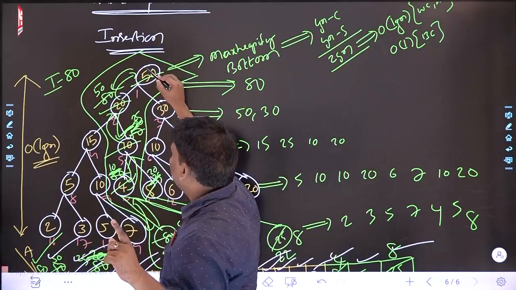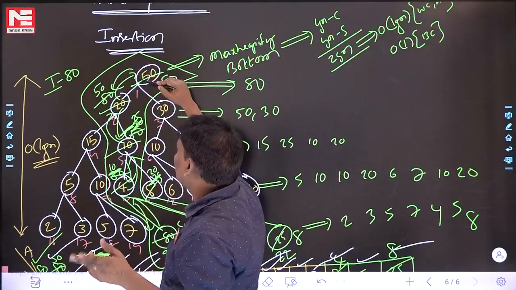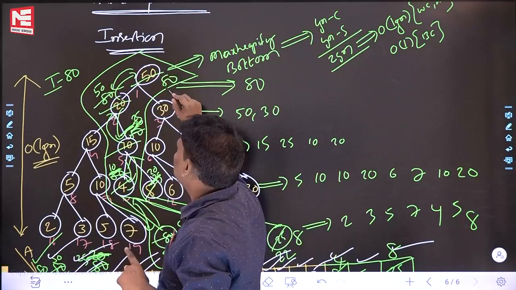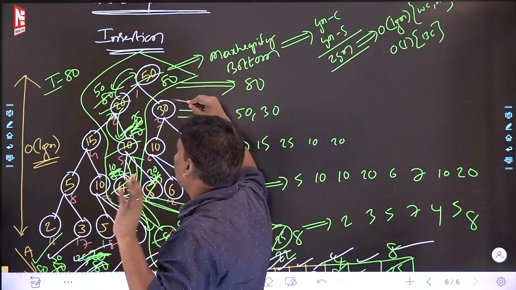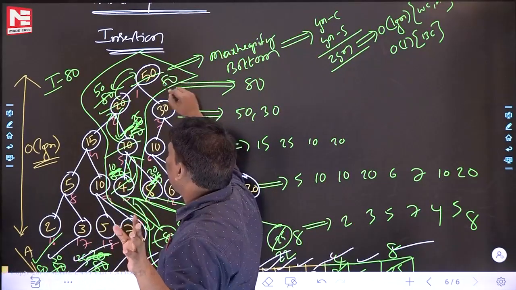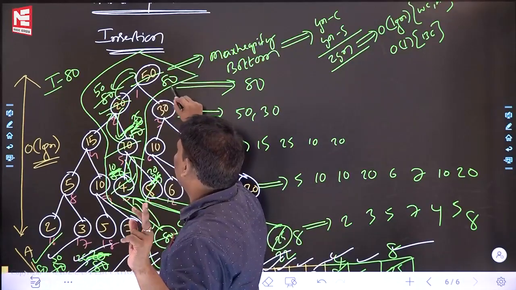Before insertion, who is the root? 50. In this tree, 50 is bigger. After insertion, 80 is bigger. A max heap tree root always contains the maximum element. Among the available elements, the maximum is the root. Before insertion 50 is the maximum, and after inserting 80, 80 is the maximum and it will be there.